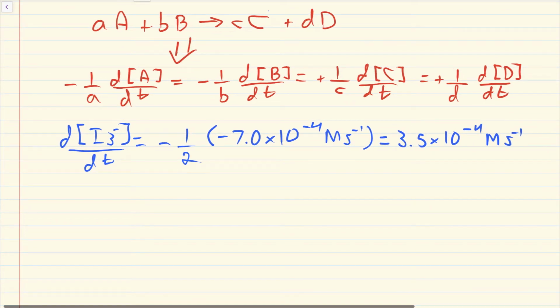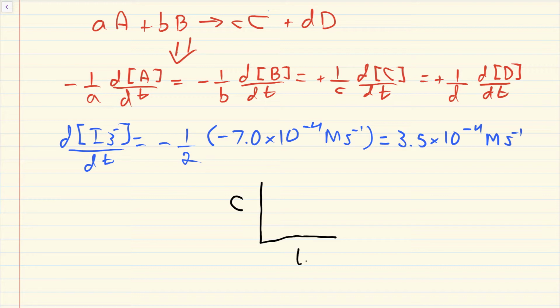So how that would look on a graph is where we have concentration versus time. We're starting out with some amount of A, a concentration of A, which is going to follow a first order decay, while at the same time we have an increase in our product, which is I3.